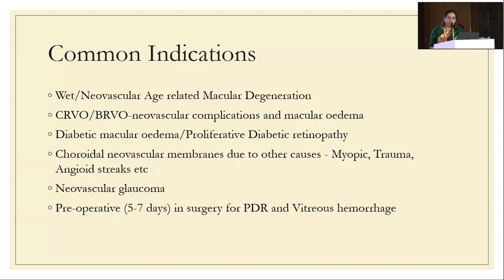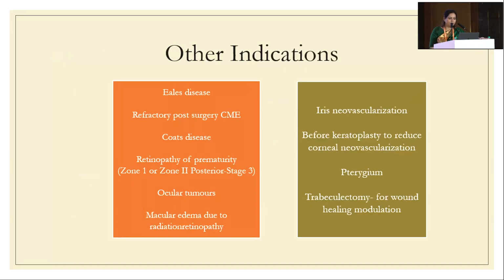we can give in PDR surgeries and the vitreous hemorrhage cases. So the indications, previously the vein vasculitis was known as Eales disease, refractory post-surgery CME, Coats disease, ROP, ocular tumors, we can try that, macular edema due to radiation retinopathy, then iris neovascularization, and pterygium, there are many studies they have used in the pterygium also, trabeculectomy for the wound healing modulation.